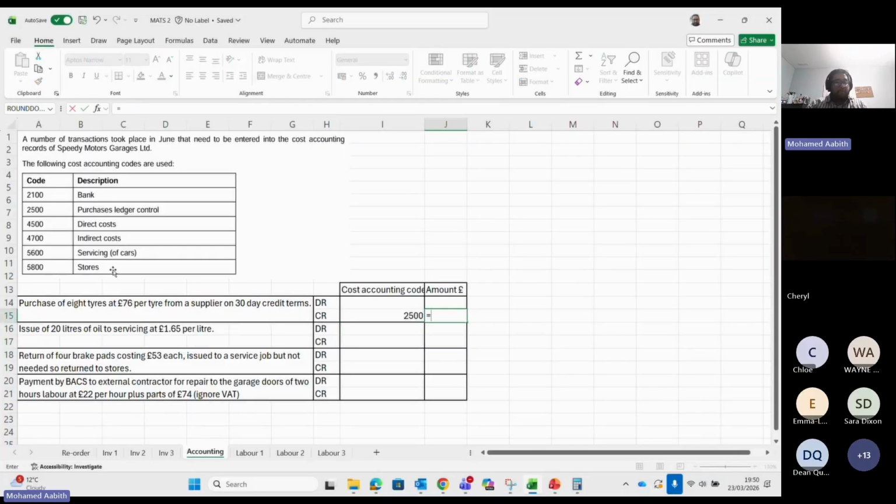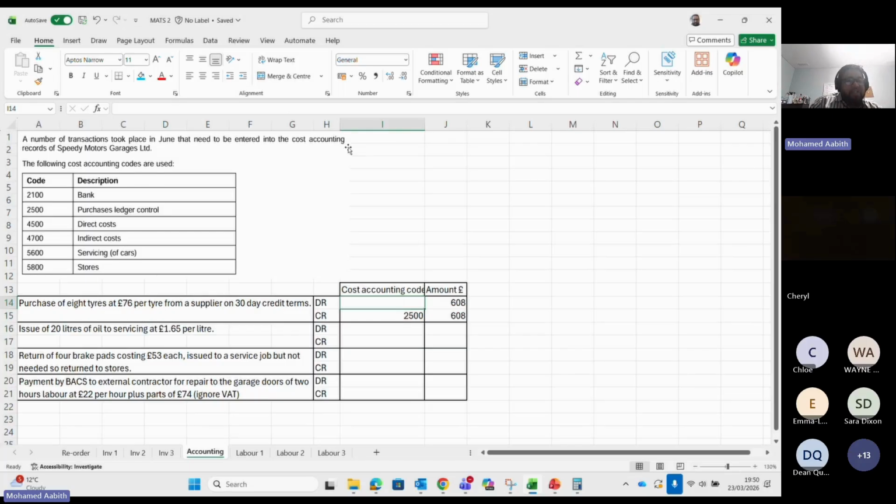How much is the amount for? It is going to be 76 times 8. So 76 times 8, £608. Again, this is going to be the same amount here. But what account code am I going to be using? This one when you're going to do the tires.